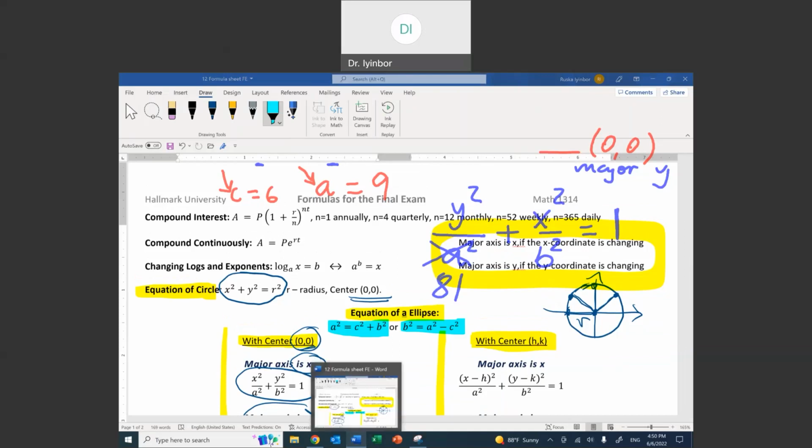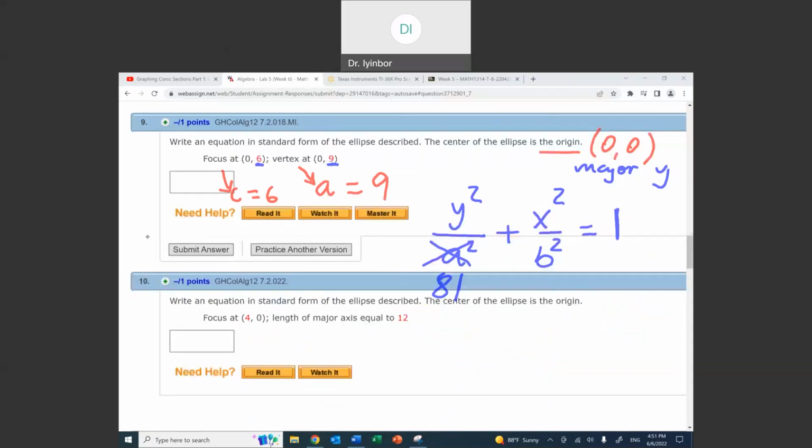You don't need c. You don't have c on your final answer. So here I'm going to use the formula for finding b squared. The formula was b squared, and you can look at your formula sheet also. It's a squared minus c squared. This is the formula. And I have a, I have c, so I'm going to plug it in.